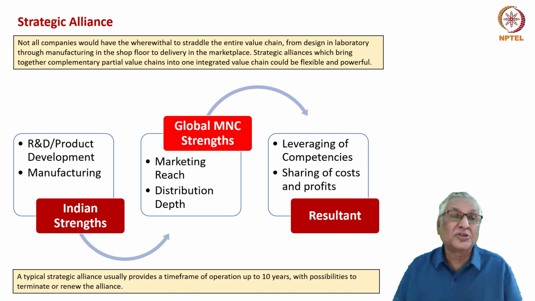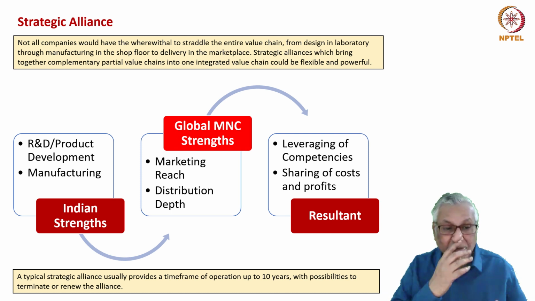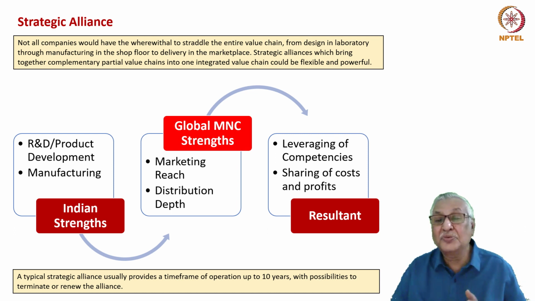Strategic alliances which bring together complementary partial value chains into one integrated value chain could be flexible and powerful. So if you look at an Indian MNC allying with a global MNC, the strengths will get multiplied as follows. Indian strengths are in terms of R&D and product development and in terms of manufacturing. Global MNC strengths are in terms of marketing reach and distribution depth. And the resultant of this combination would be leveraging of competencies and sharing of costs and profits.